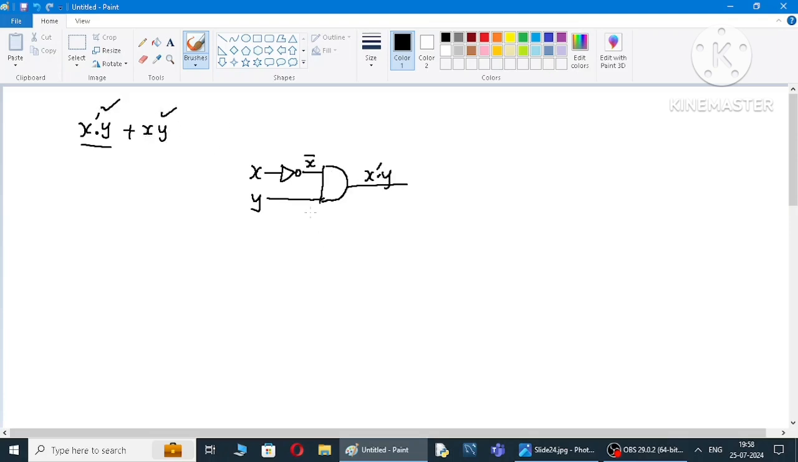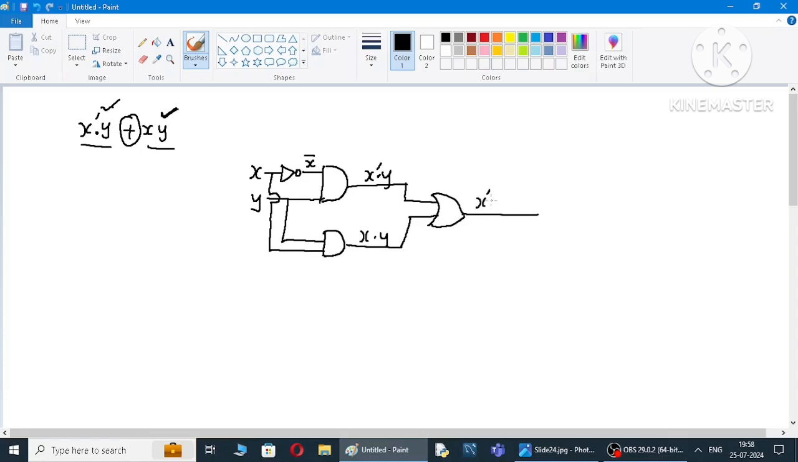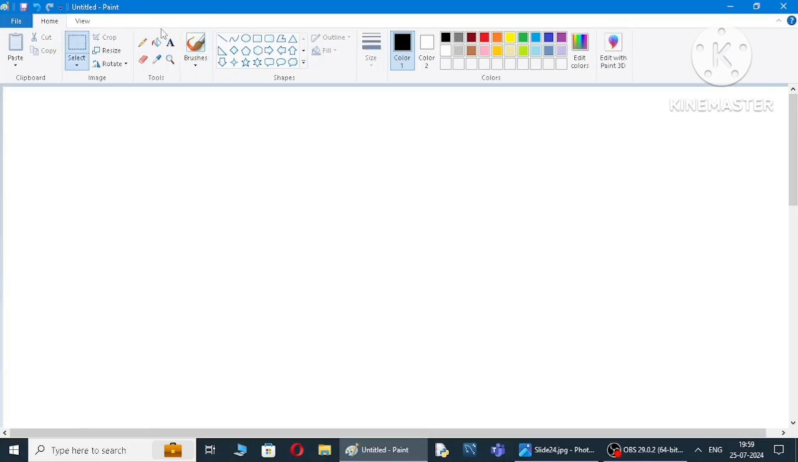The second part is simply xy. So x is here, y is here. Take the two lines and put them in an AND gate because it is x and y, x dot y. So the second part is also ready. Now the first part plus the second part. What does plus stand for? OR gate. So bring these two outputs and put them in an OR gate. So you will get x bar y plus xy. Right? So this is how you draw simple logic circuits.